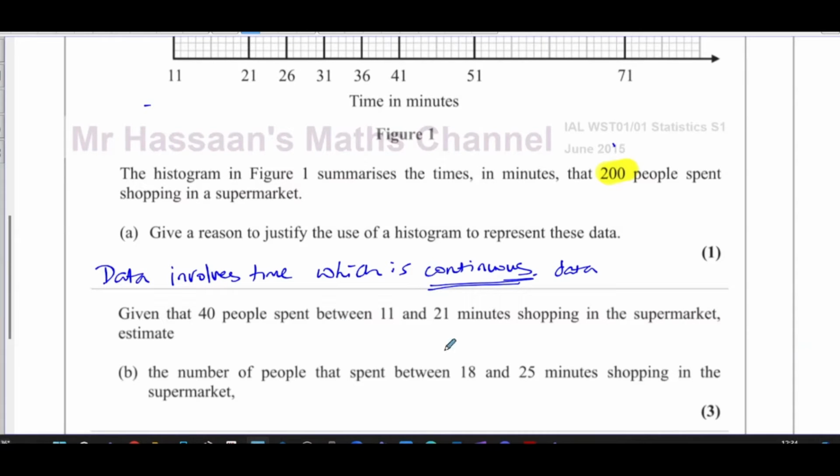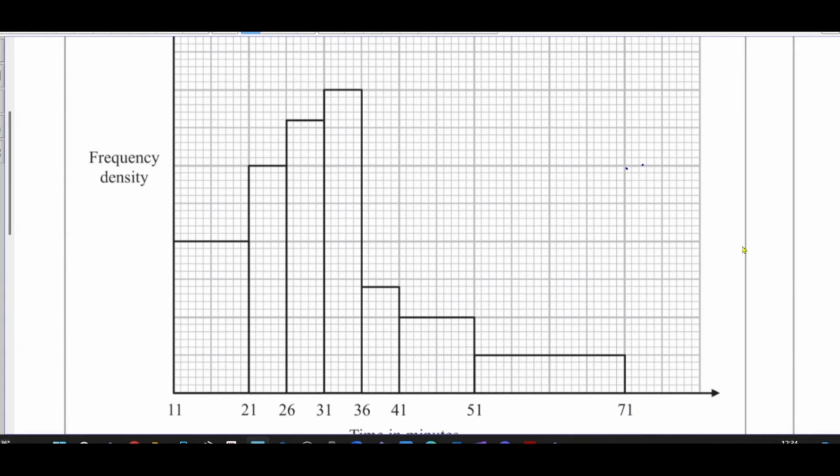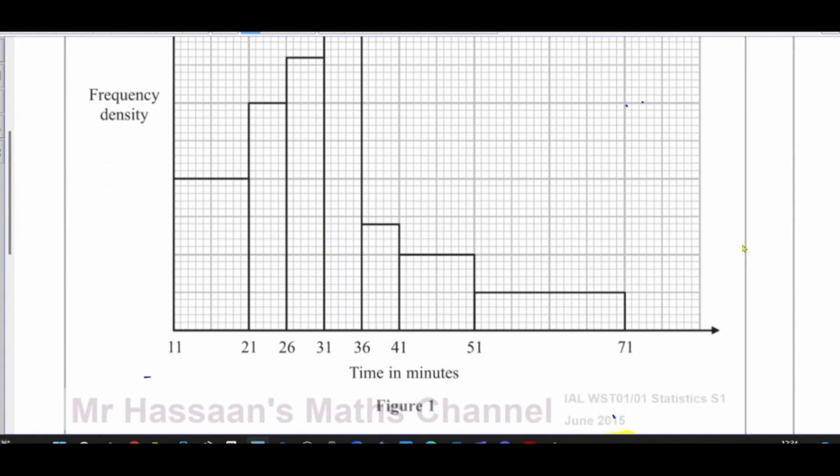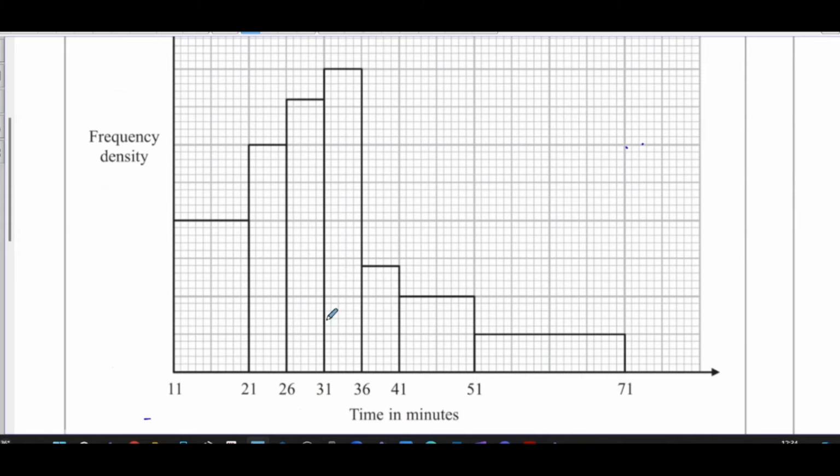Given that 40 people spent between 11 and 21 minutes shopping in the supermarket, estimate the number of people that spent between 18 and 25 minutes shopping in the supermarket. Okay, so now we've got to use the fact that there are 200 people in this survey.